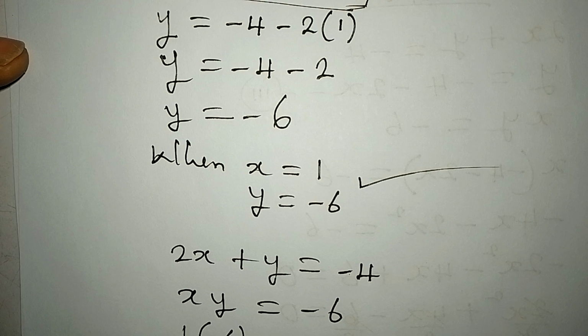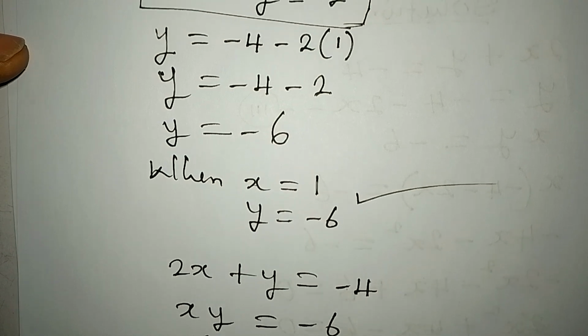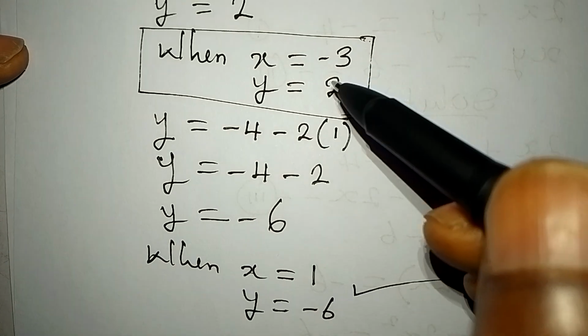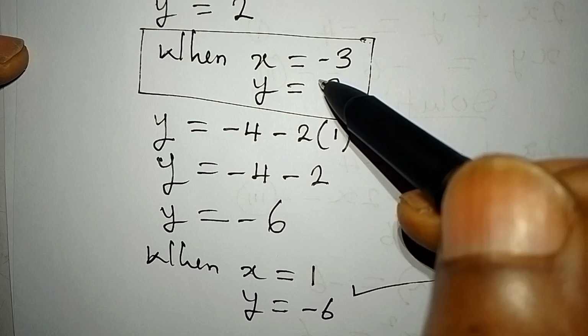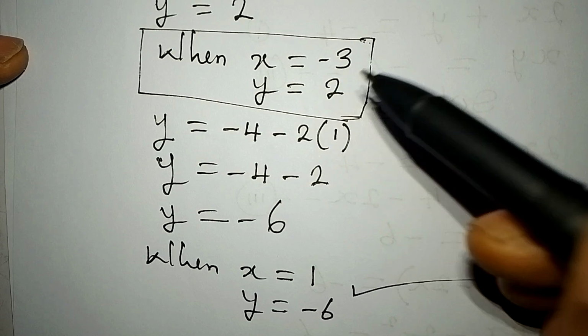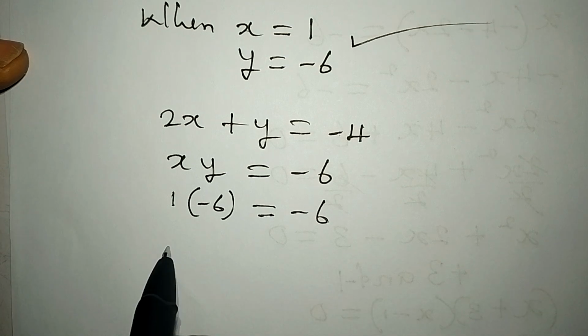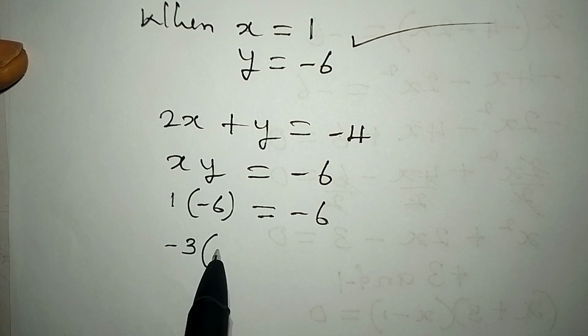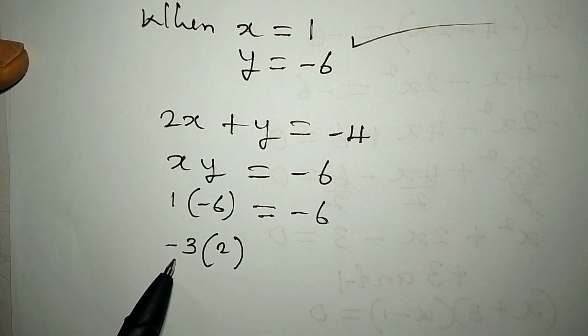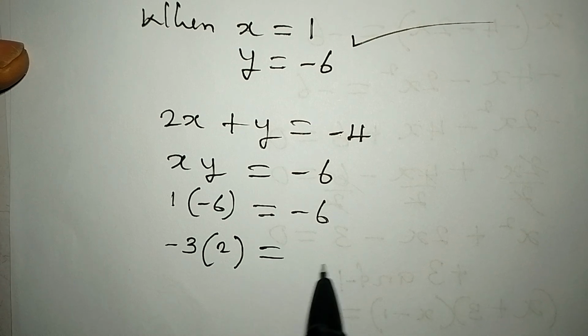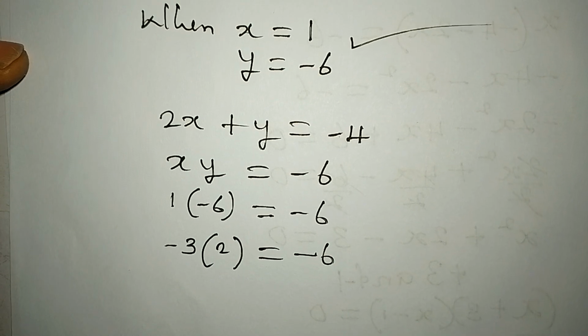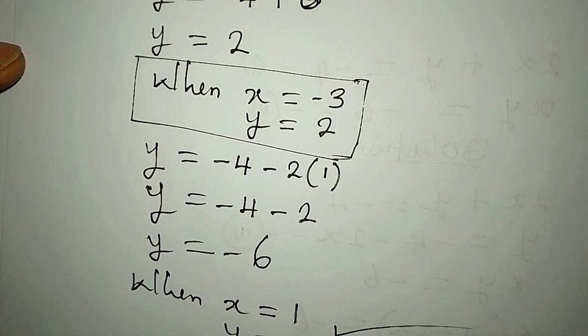Then, if you get to the other values, x is minus 3, y is 2. So this means that xy becomes minus 3 times 2, because x is minus 3 and y is 2. This is still giving us negative 6. This is also to confirm that this is satisfying.